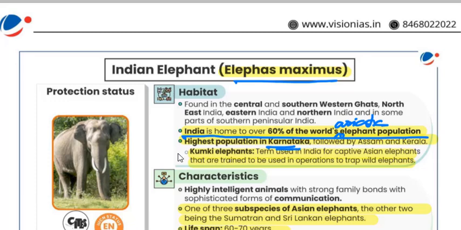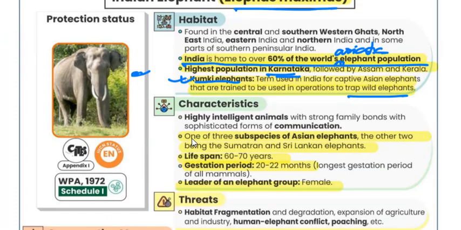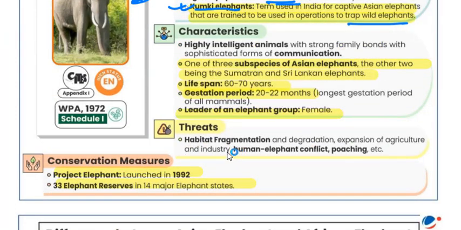Kumki elephant, this name you should remember. Kumki elephant is a term used in India for captive Asian elephants that are trained to be used in operations to trap wild elephants. We all know elephants are also used in forests to trap wild animals, especially elephants.